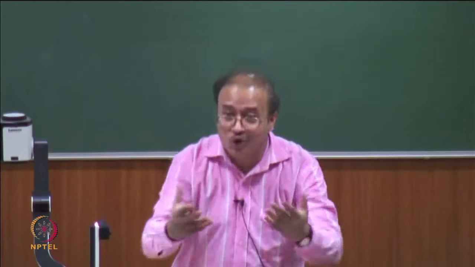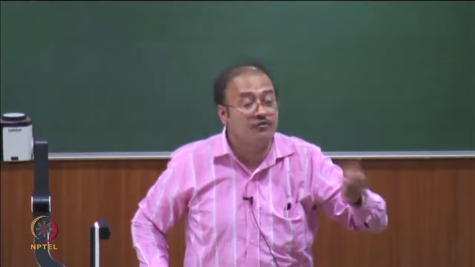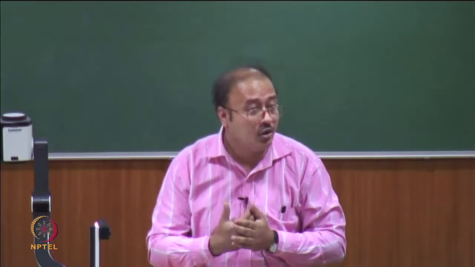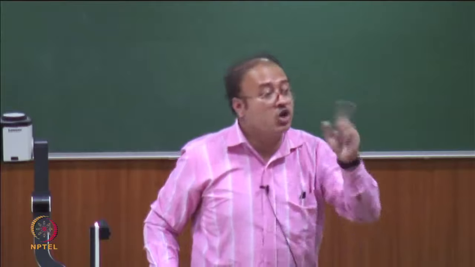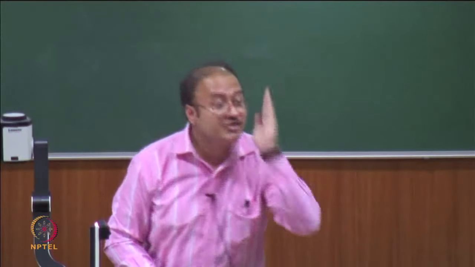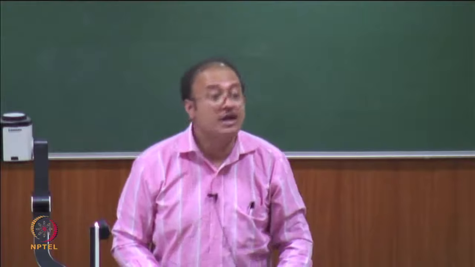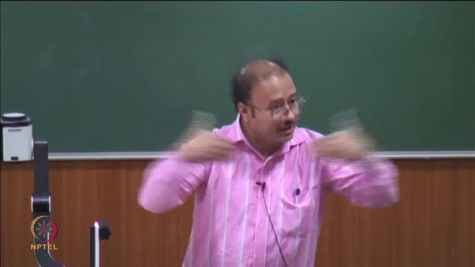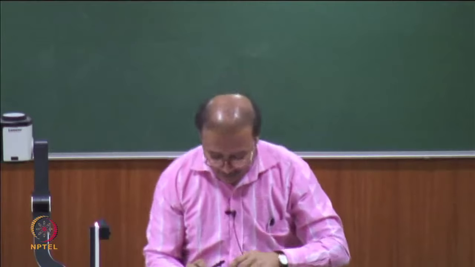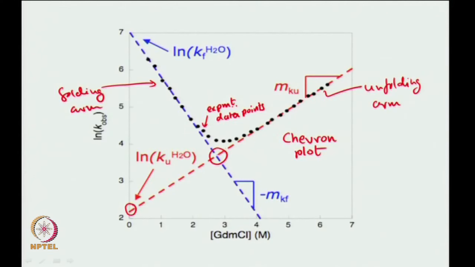That means, if you are very close to your midpoint of denaturation, then Ku by Kf would be very similar; only then can you get K equilibrium to be 1. So, if Ku and Kf are very similar at your Cm, the midpoint of denaturation, they should have the same value, which means they should intersect at one point. You can see this is the point of intersection, right. What does this point correspond to? This point corresponds to Cm, because that is where Ku and Kf are comparable to each other. Is it clear or not, right.